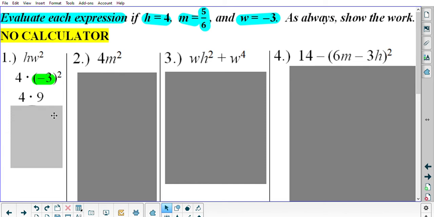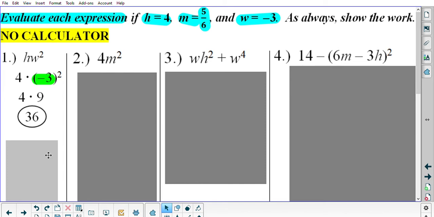All right, so finishing this off, we have multiplication. 4 times 9 is 36. All right, I want you to try 2, 3, and 4 on your own. So hit pause in the video, do all of the work for those 3 problems, and then hit play once you're done with them and you're ready to see how you did.